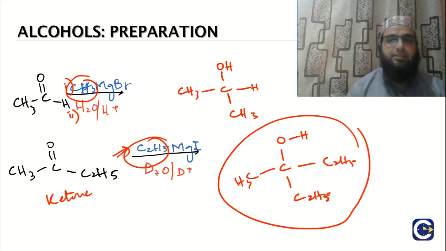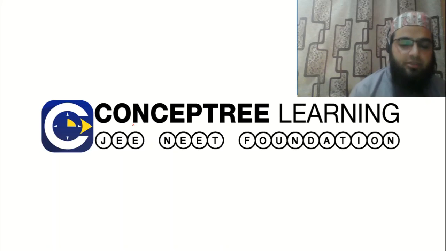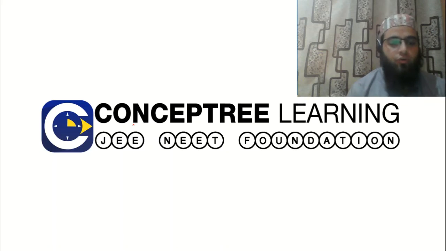These are some simple examples that we have solved here. In the next sections we'll be looking at some other methods of preparation of alcohols.